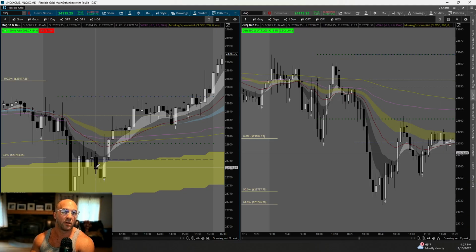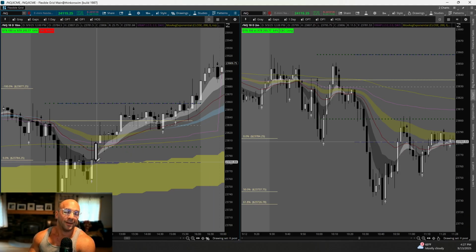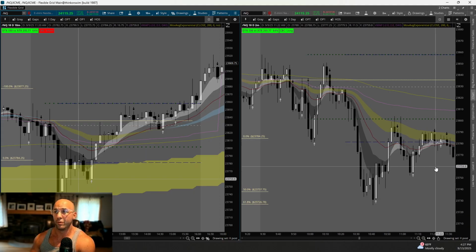Comes back down. You get a weak flip, weak follow through. Small body candles. It pushes back up. You get a really, really, really weak pullback here. What does that look like?